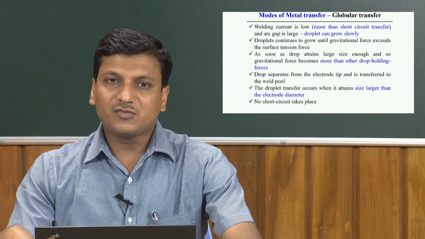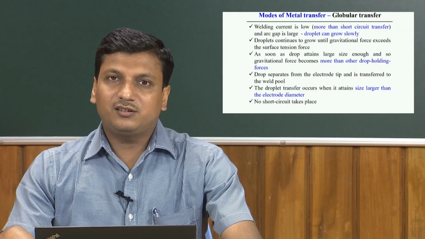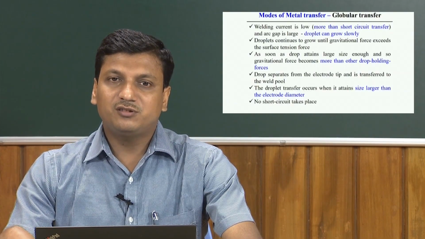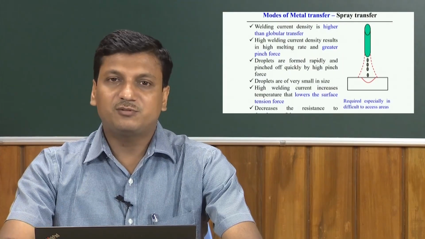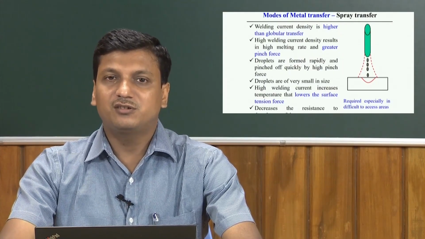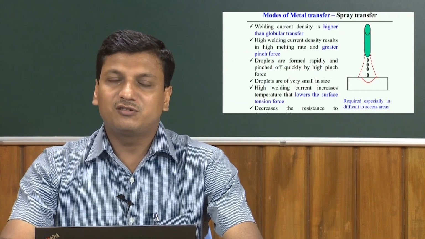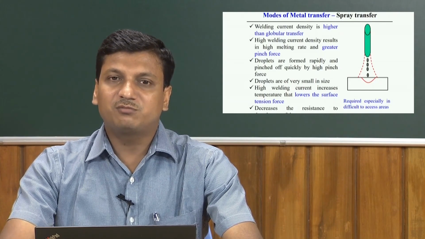So, apart from short circuit metal transfer and globular transfer, there is another type of metal transfer we generally observe in the consumable welding process using the consumable electrode, and that is the spray transfer.